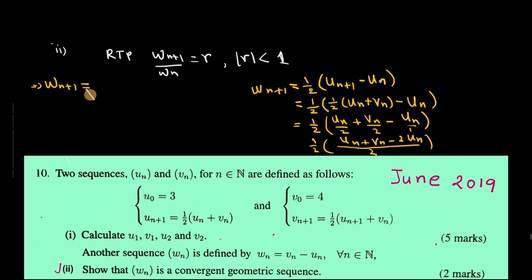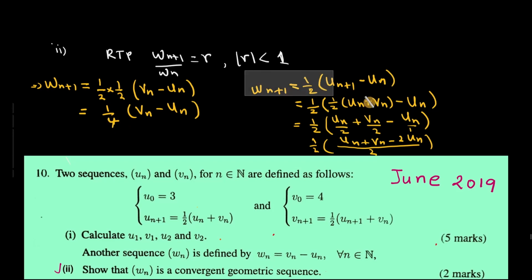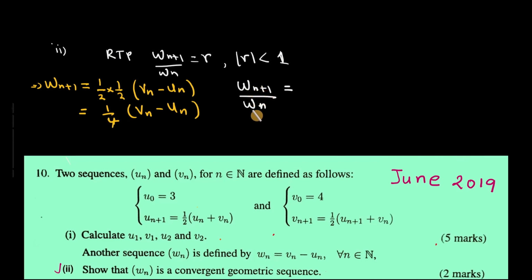That means Wn plus 1 is equal to 1 over 2 times 1 over 2 into Vn minus Un. Since Un minus 2Un is minus Un, which is equal to 1/4 into Vn minus Un, since half times half is 1/4. Now, Wn plus 1 over Wn is equal to 1/4 into Vn minus Un over Vn minus Un from the equation. Vn minus Un cancels here, and we're left with 1/4.